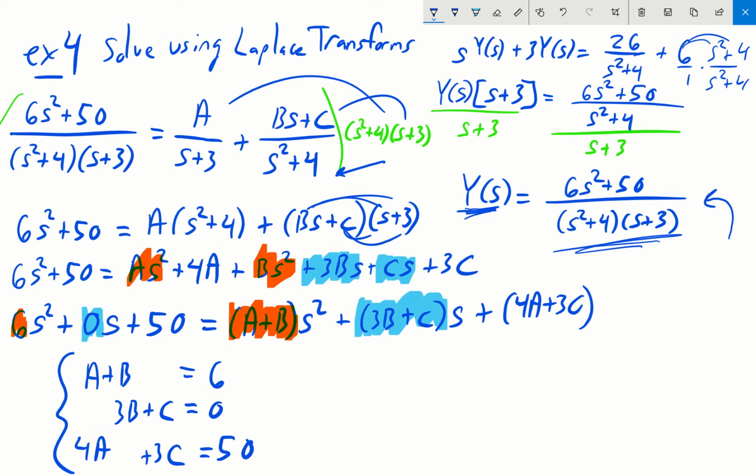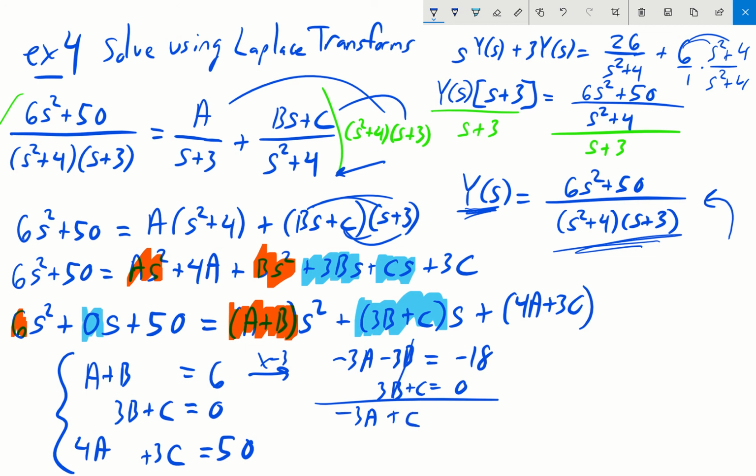What do we want to do? There's so many different choices here. Maybe I'll do that. That was the first thing I saw. I'll multiply the first one by negative 3. We would get negative 3a minus 3b equals negative 18. And now I'm going to add that to the second row. When we add those two together, we get negative 3a, these cancel, plus c equals negative 18.